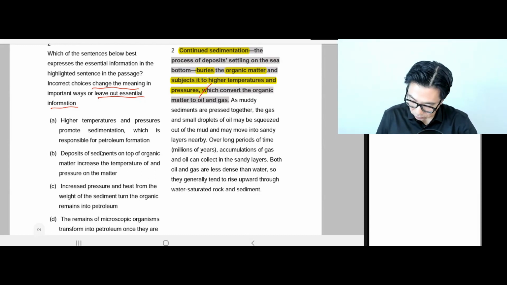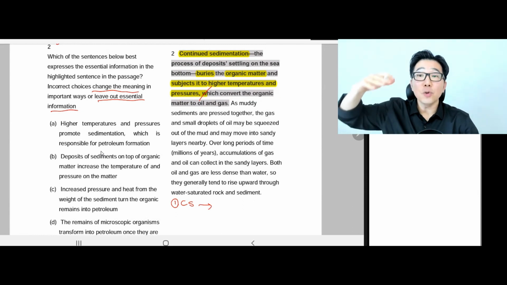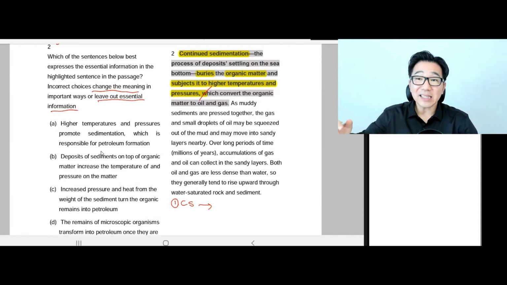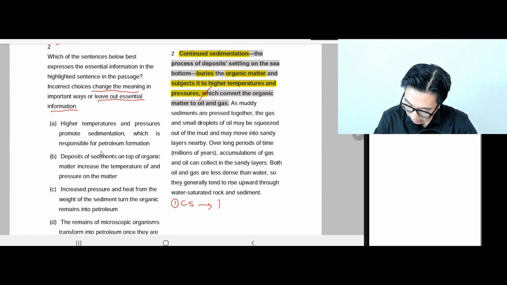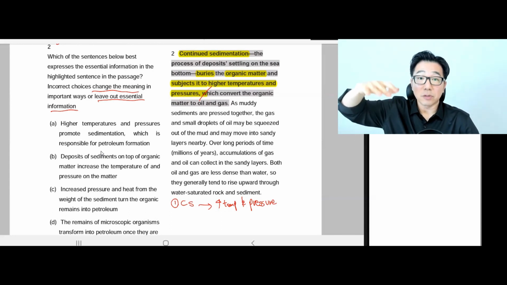All right, so the first part is continued sedimentation buries the organic matter and subjects it to higher temperature and pressure. Because it's organic matter being accumulated, that's what continuous sedimentation means. So continuous sedimentation makes the sediment higher in temperature and pressure because it's getting built up.